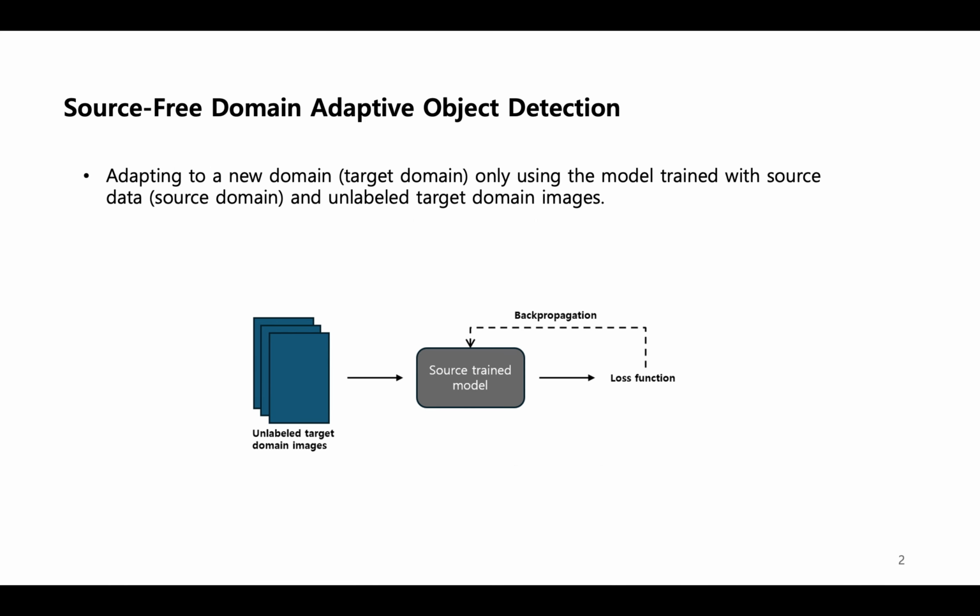Previous domain adaptive object detection works utilize labeled source domain data and unlabeled target domain data for the domain adaptation. However, source-free domain adaptive object detection adapts to a new domain using the model trained with the source data and the unlabeled target domain images, as can be seen in the figure here.